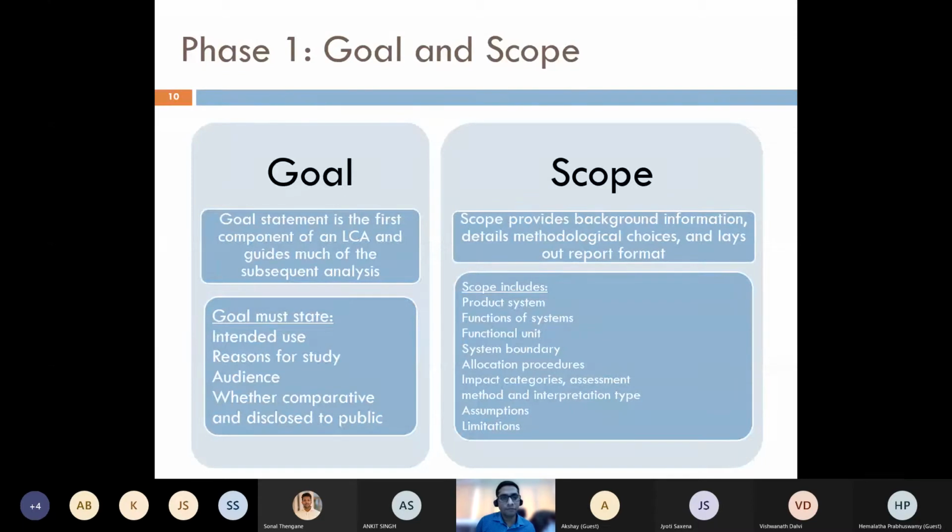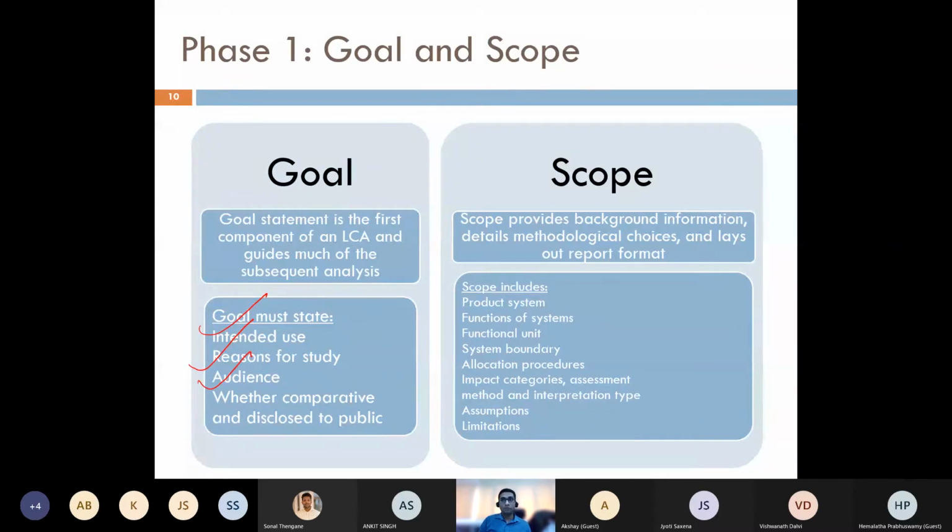The first one is goal and scope. So in goal, or when we are defining the goal, we normally start an LCA with a goal statement, which would include the intended use, the reason why you're doing the study, and the audience for which it is intended.